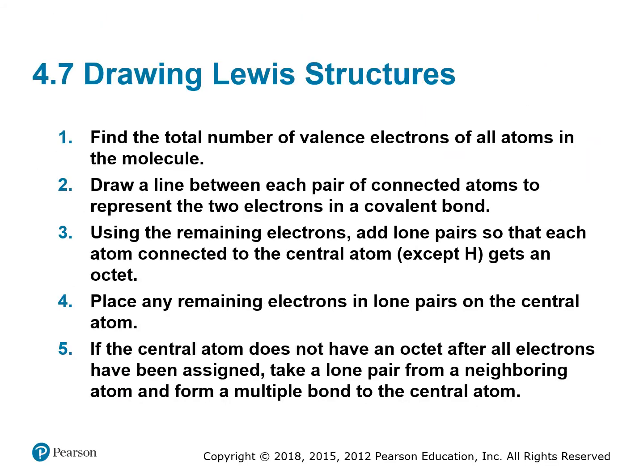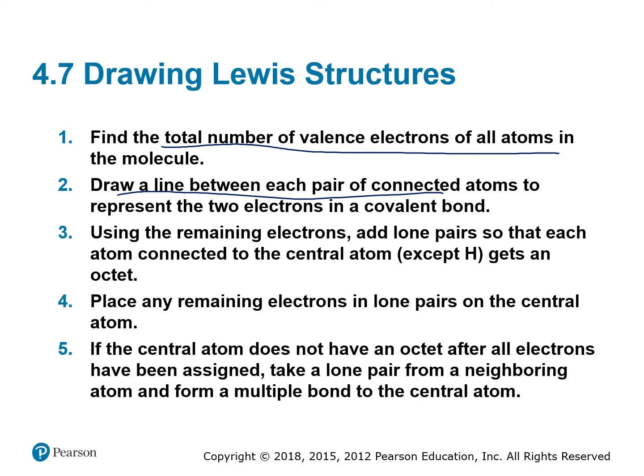Now, as we move on to more advanced structures, there are certain guidelines that we follow to draw these Lewis structures, and we have to follow these steps in order. The first one is to find the total number of valence electrons in our given molecule. The second is that you draw the skeletal and connect them with a line, or basically with a bonding pair.